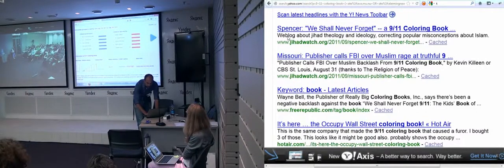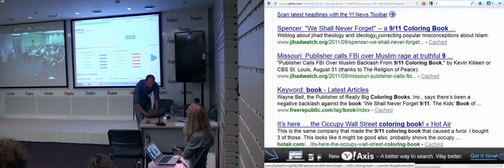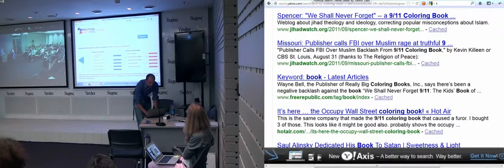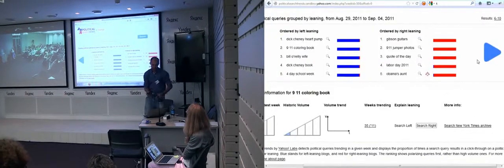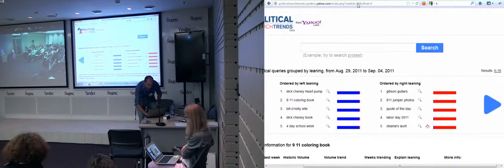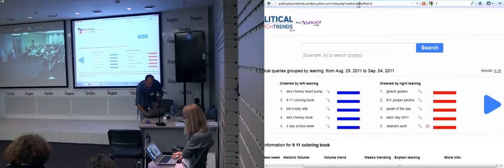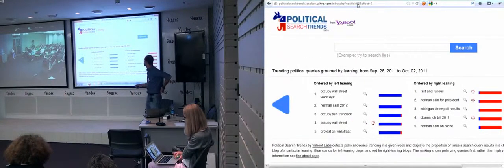So let me go to another week. This was for the 9/11 example. If you're interested in the whole Occupy movement and how that unrolled in search, this is the week when, actually, this is already one week past. Let's go one week back. The Occupy protests started in the second half of September, so this is pretty much exactly when they started.